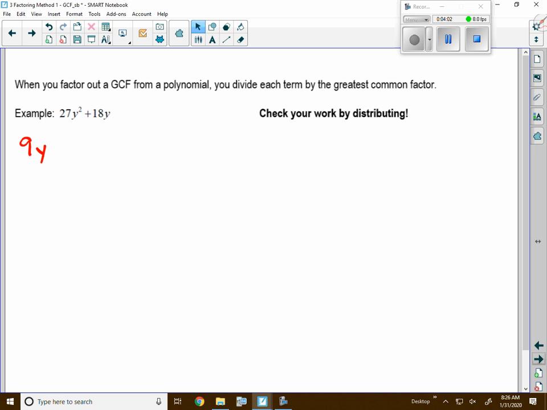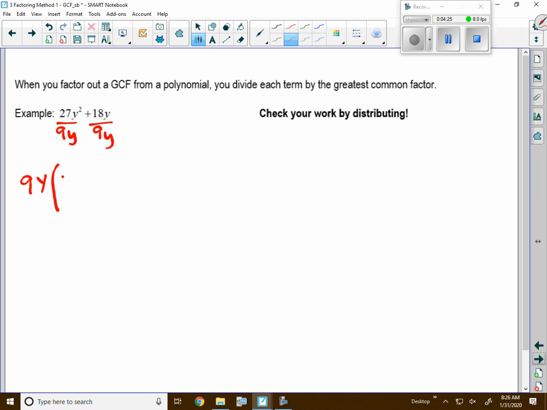Okay. So now, what we do now is we divide 9y out of both terms, and this is what we learned yesterday. So when we divide out that 9y, I have 27 divided by 9, which is 3. And then I have y squared over y to the first. What do I do with my exponents there? Subtract them. So 2 minus 1, I would have just y left here.